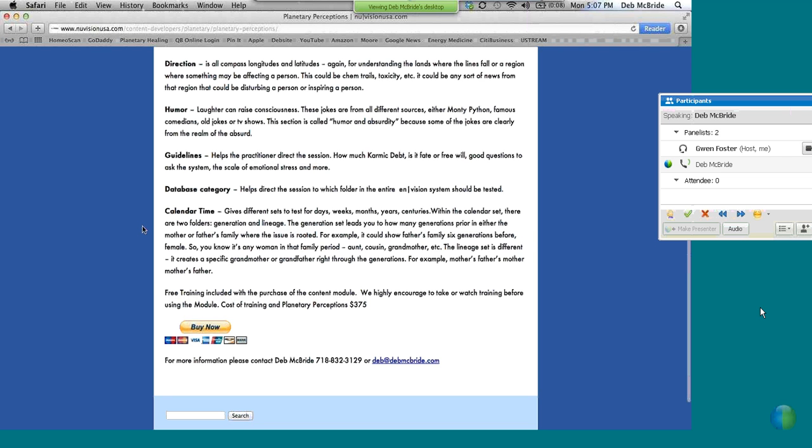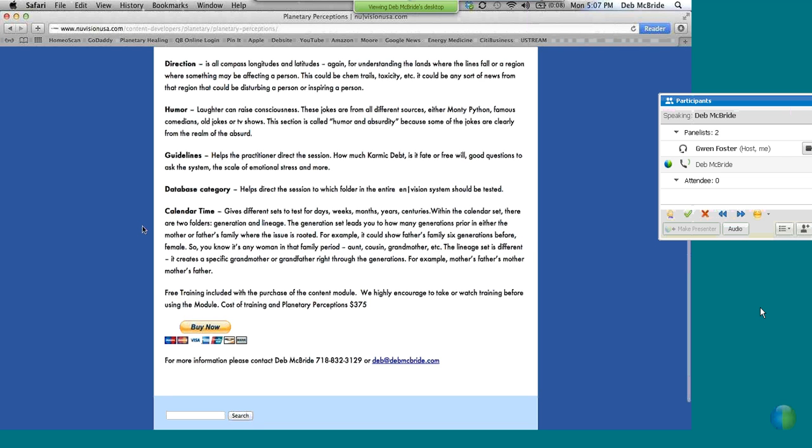The generation set leads to how many generations prior in the mother's or father's family the issue is rooted. So it could show the father's family 6 generations before, female, or the mother's family 2 generations before, male. And it doesn't specifically pick a relative, but you know that either a woman or a man in that family, period, an aunt, an uncle, a cousin, a grandmother, a grandfather.